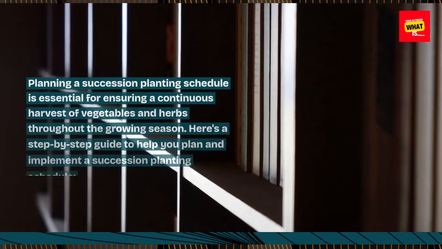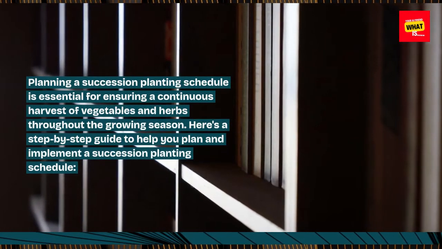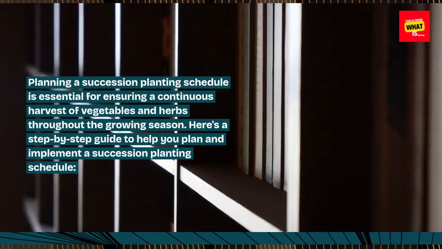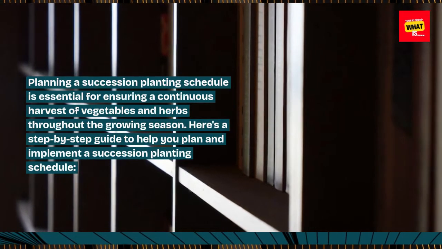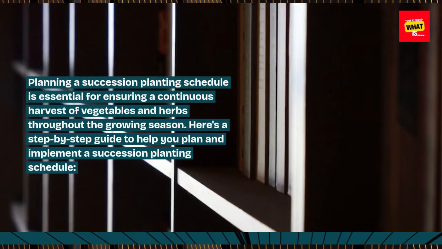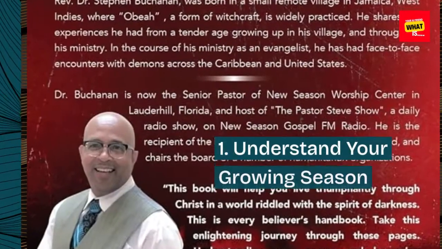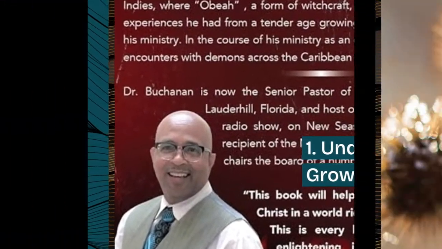Planning a succession planting schedule is essential for ensuring a continuous harvest of vegetables and herbs throughout the growing season. Here's a step-by-step guide to help you plan and implement a succession planting schedule. 1. Understand your growing season.